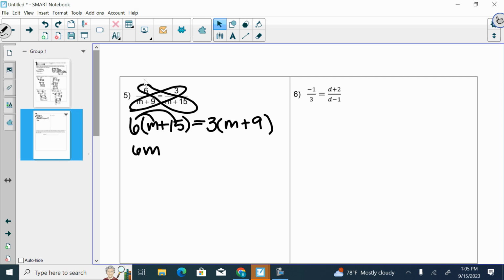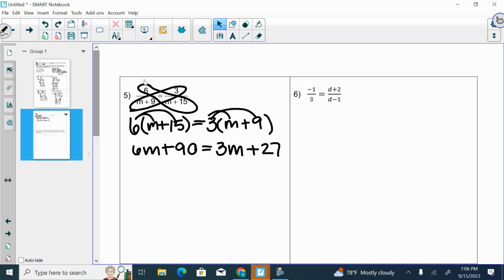90. Very good. Is equal to, now we distribute on the other side. We got 3 times m, which is 3m. Good. And 3 times 9, which is 27. Good.